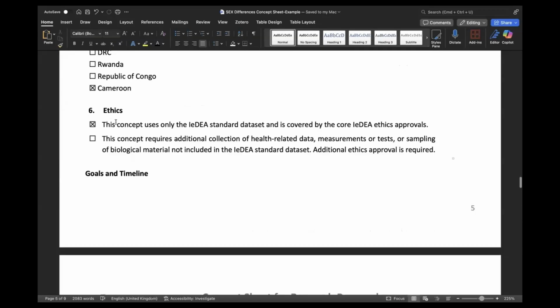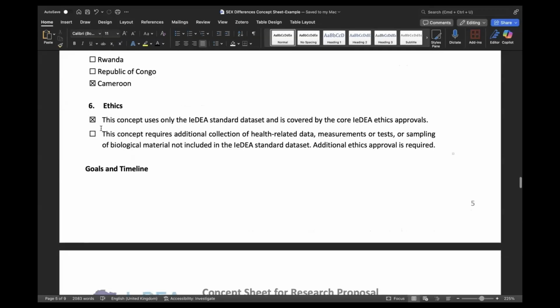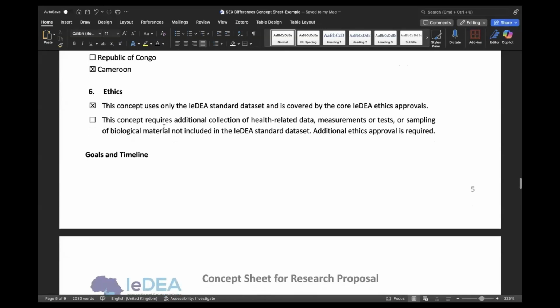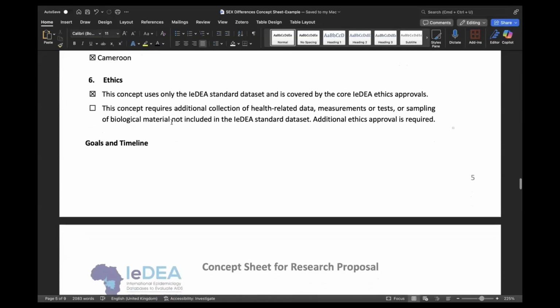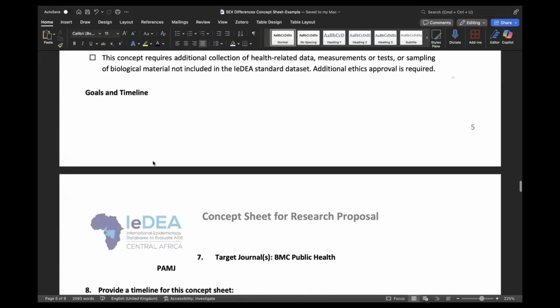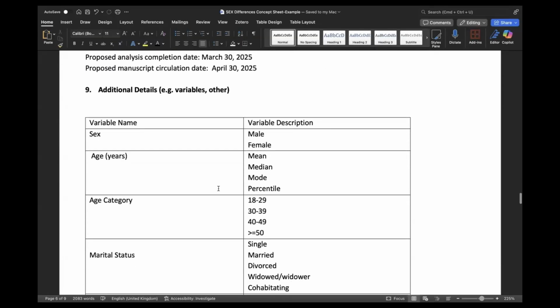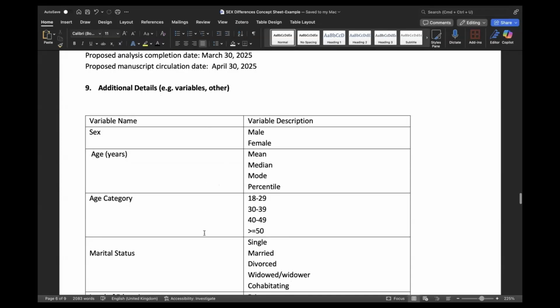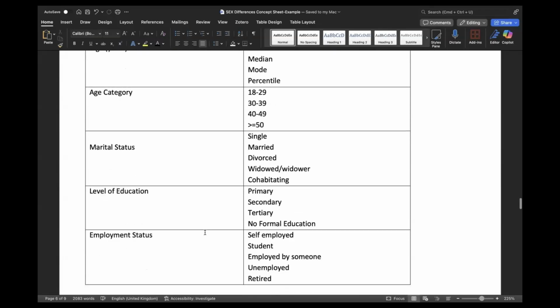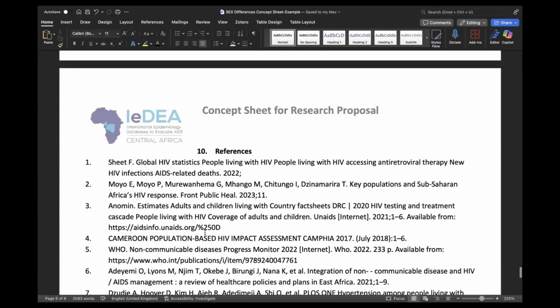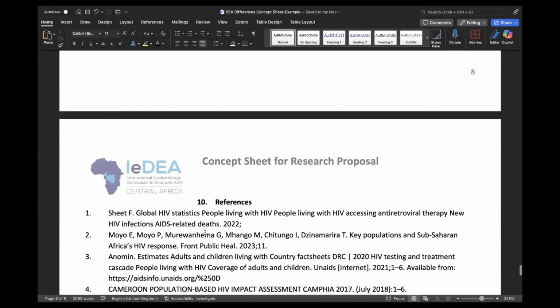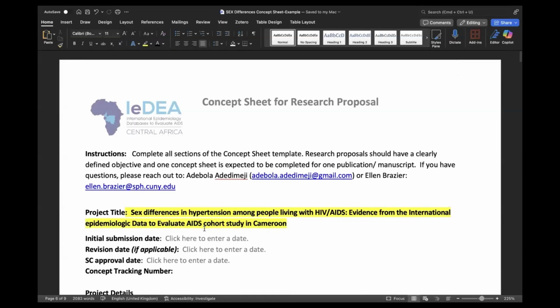We also have some ethics related checklists here. We must be clear about ethics related aspects. And then goals and timelines. We put a Gantt chart here. Then additionally, we have a small table here with all the variables and the way that they are captured in our questionnaire. So that's just a brief overview of our IDEA concept sheet.